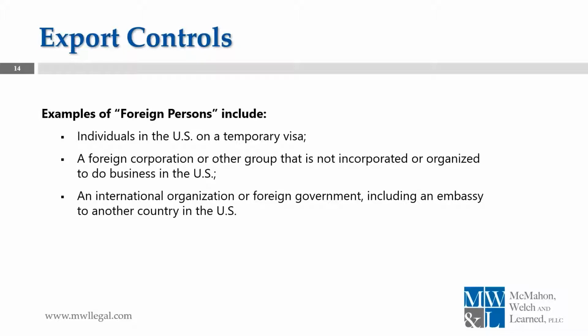For example, BAE Systems is owned by a UK company, so they have to do special activities when they're sending stuff around through the company to make sure that if something is being sent within the United States, it stays within the United States and does not also go to the UK.